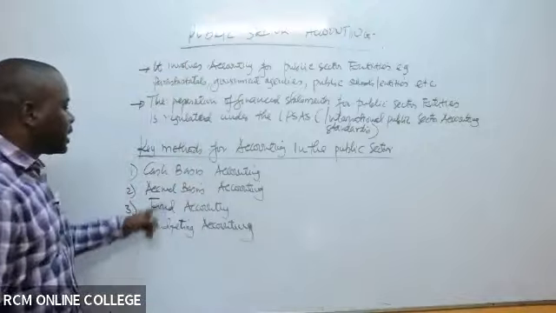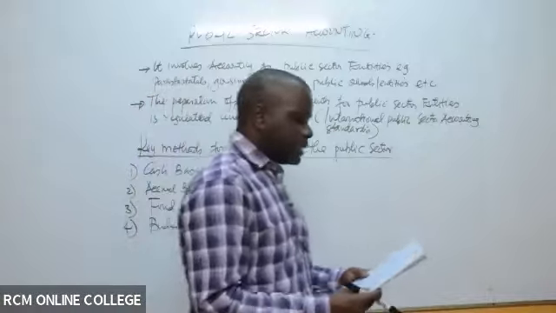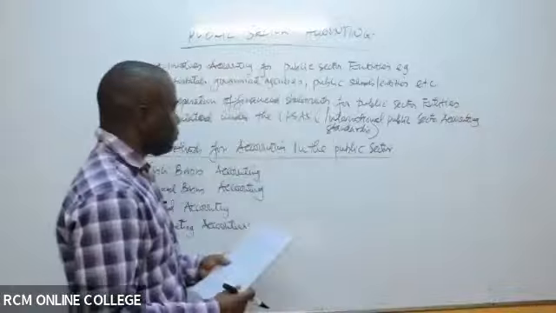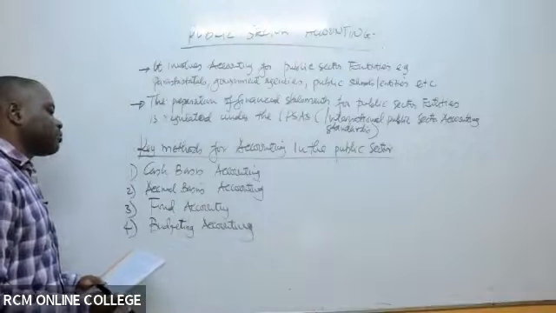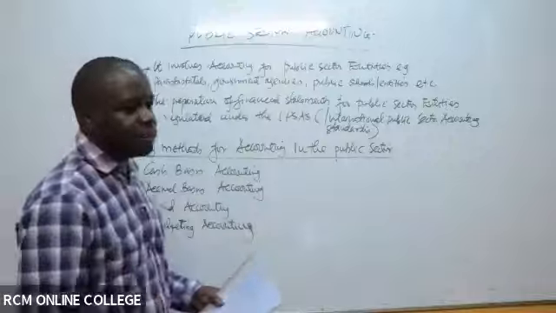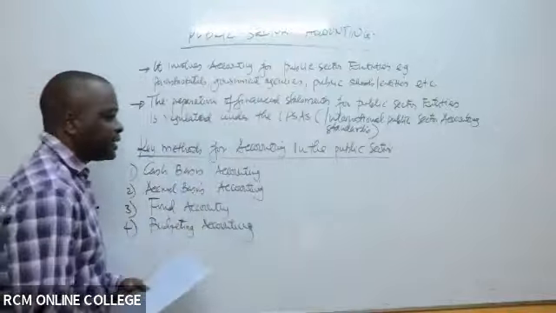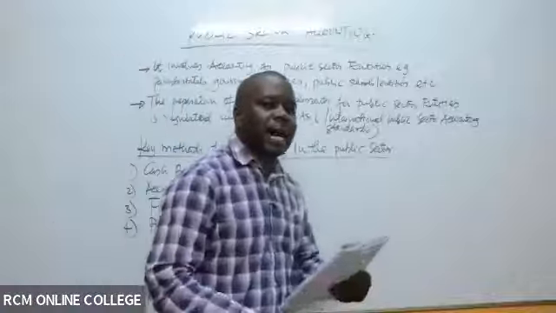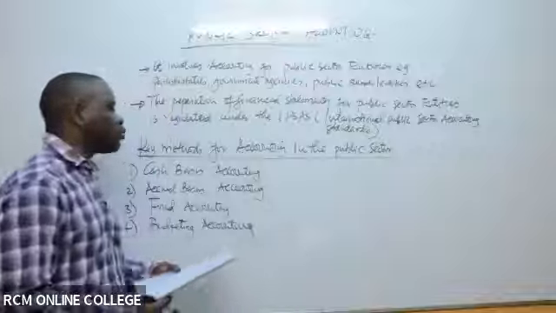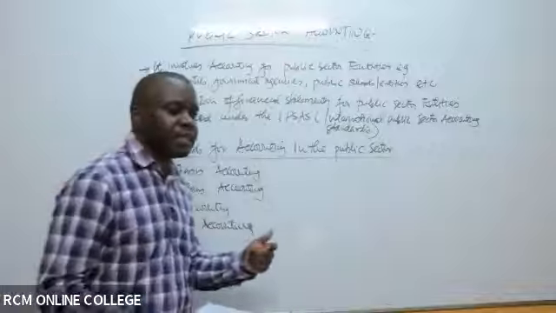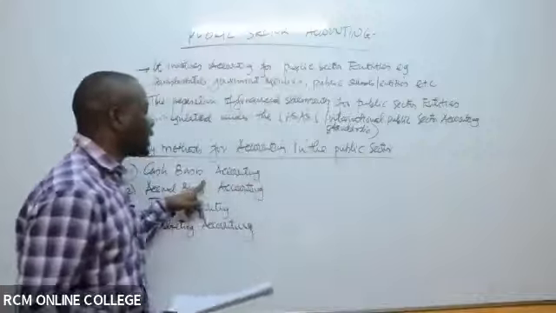When you talk about cash basis accounting, they record what they have incurred as an expense at that point in time. So it means that once they spend is when they recognize an expense. Or once they realize an income in terms of cash is when they recognize it in the books of accounts. So that is cash basis.